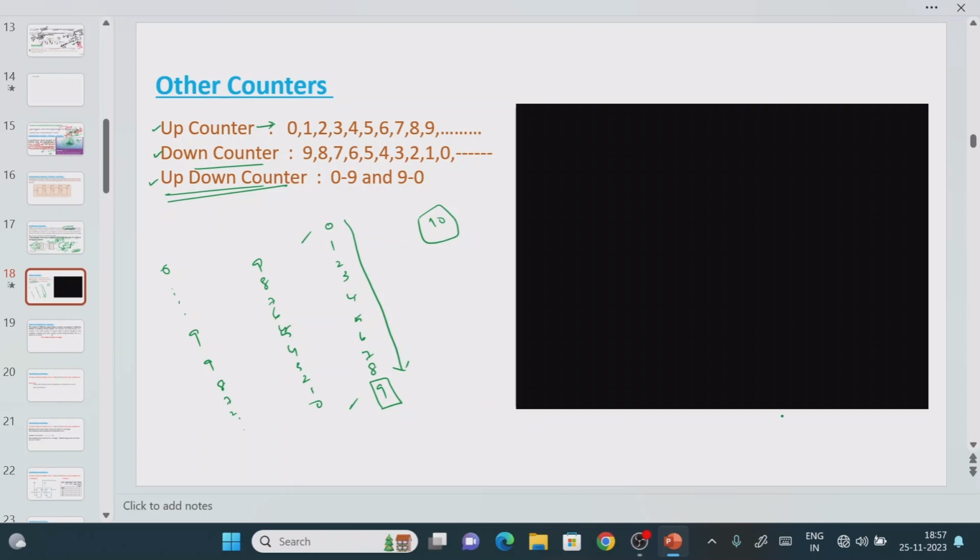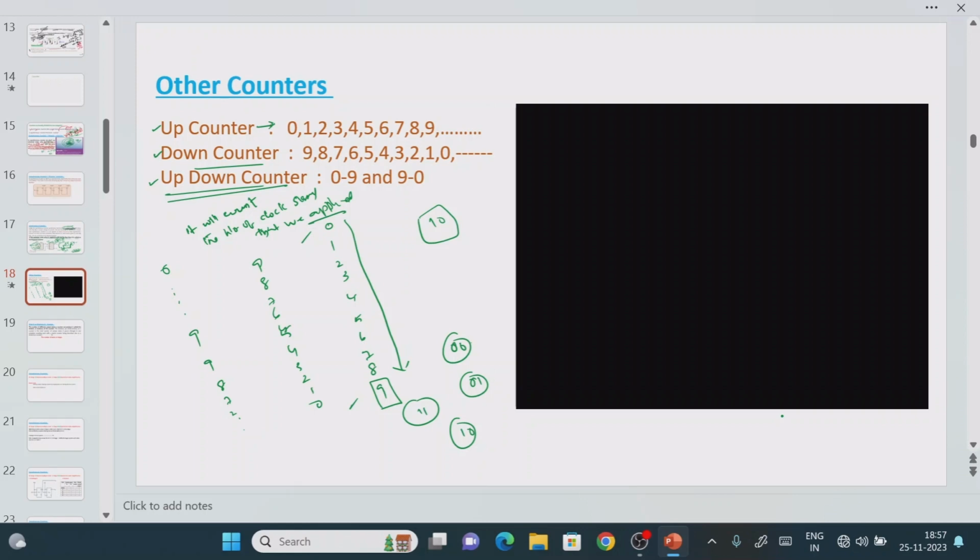Right? Then one more point to remember is, if the count is 00, 01, 10, 11. What is the definition I gave for a counter initially? It will count the number of clock pulses, right? The number of clock pulses that we applied. That is the definition for the counter.